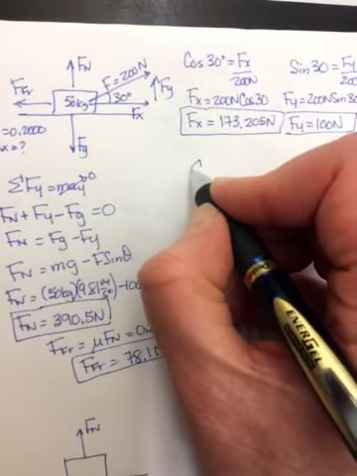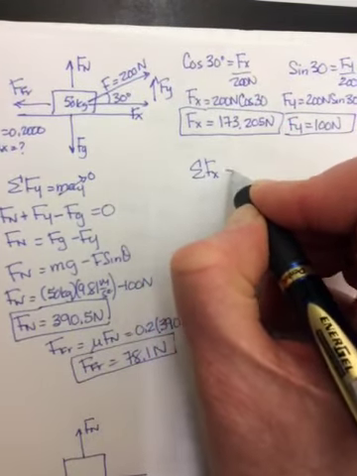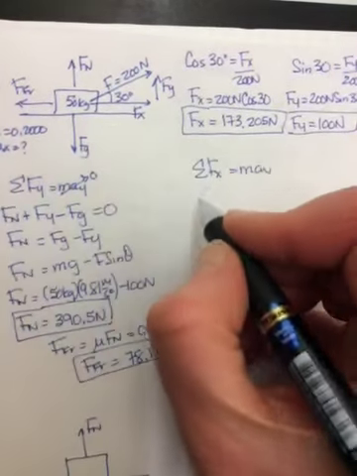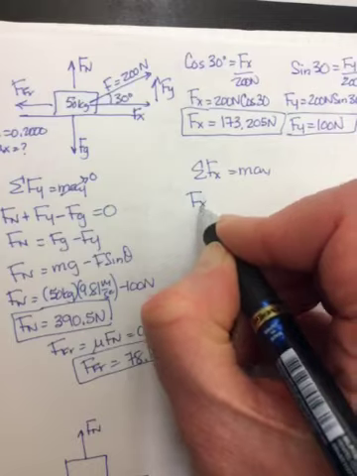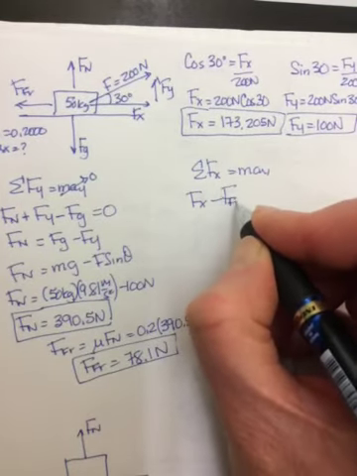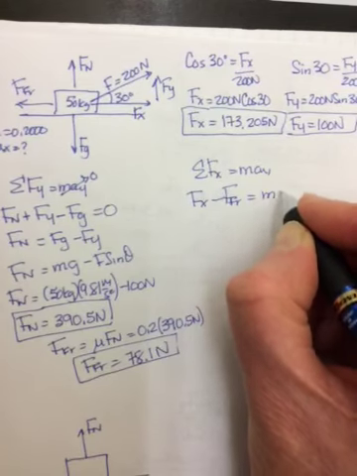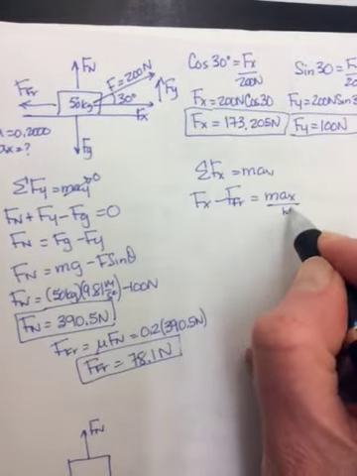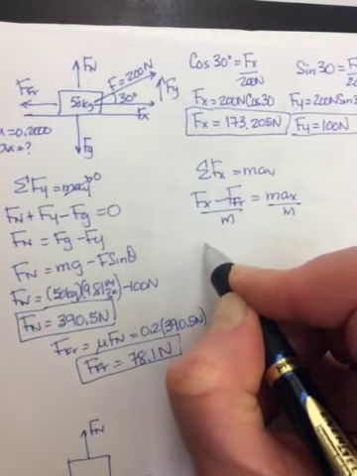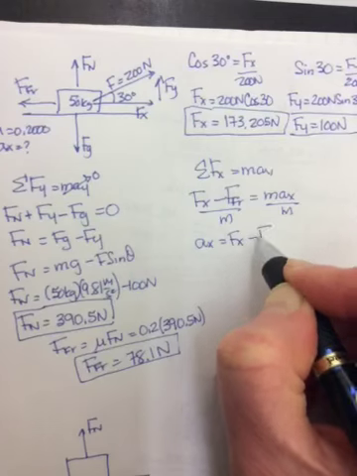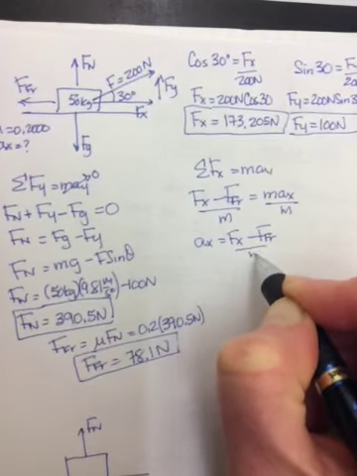Now we go to the x direction. And that's equal to max. There are two forces in the x direction. Fx pulling forward, which we'll call positive. Friction pulling backward, which we will call negative, is equal to max. And we're solving for a, so divide by m. So Ax is equal to Fx minus friction over m.